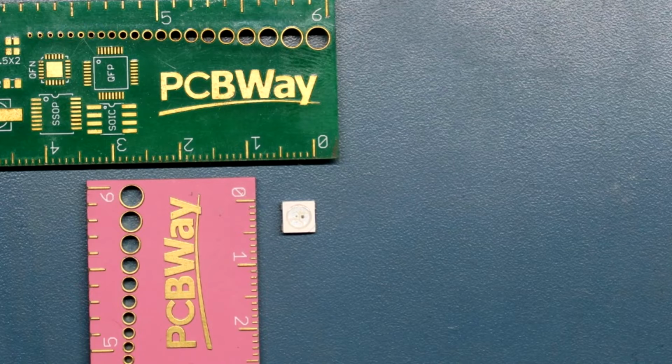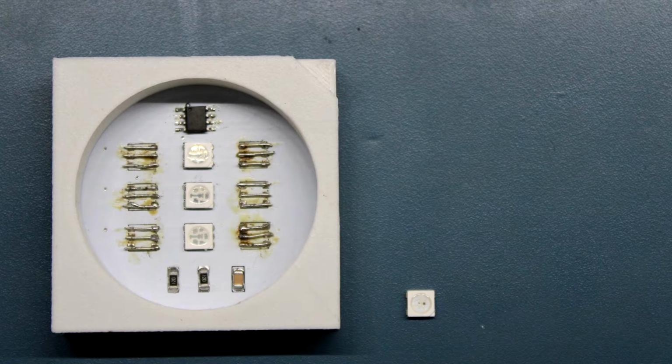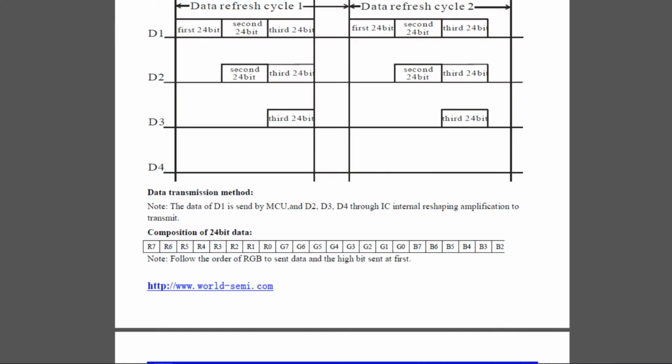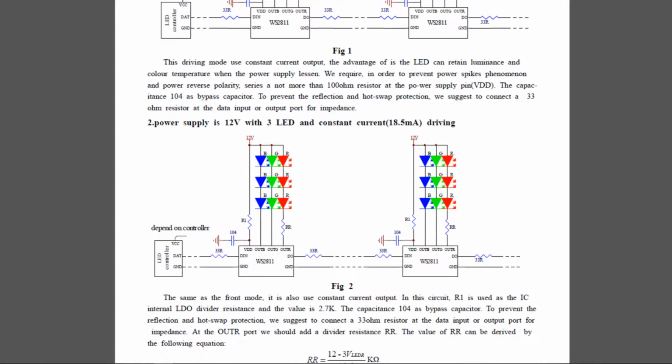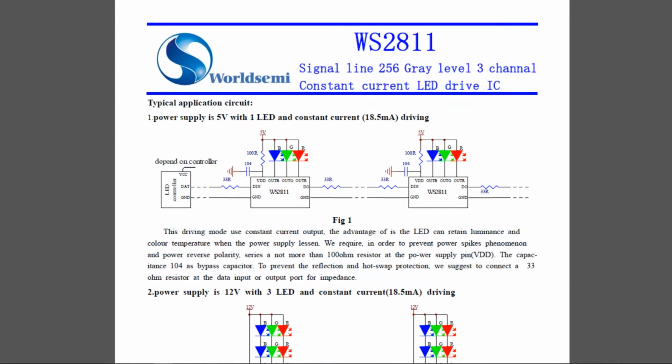The most commonly used WS2812 LED dimension is around 5mm by 5mm. I wanted to make a pixel that is 10 times bigger, which means my version should be around 50mm by 50mm in size. To get started, I first searched for the WS2811 IC's datasheet and then used one of its given example layouts to prepare a simple schematic that has 3 LEDs in series and 3 LEDs in parallel.